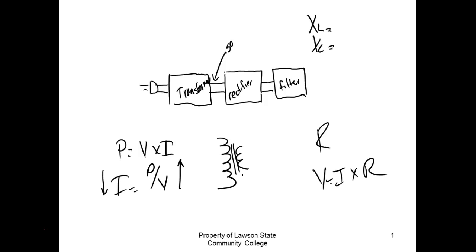So we start off with a transformer. The transformer is going to step the voltage up or step the voltage down, but basically this is what's going to set your output voltage. So if you need a lower output voltage than your input voltage, you're going to use a step down transformer. If you need a higher output voltage than your input voltage, you'll use a step up transformer, right? That makes sense.